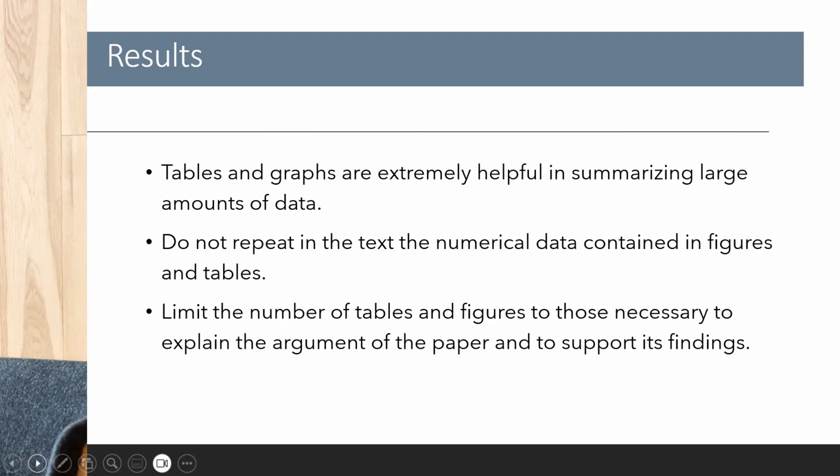Tables and graphs are extremely helpful, especially if you have so much data that you cannot simply narrate everything in the text. So these things, they help you summarize large amounts of data. But as said earlier, do not repeat in the text the exact numerical data contained in the figures and the tables. And try to limit the number of tables and figures to those necessary in order to explain the argument of the paper and to support its findings.